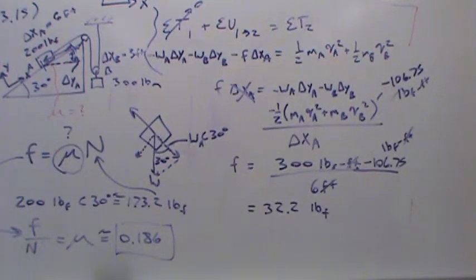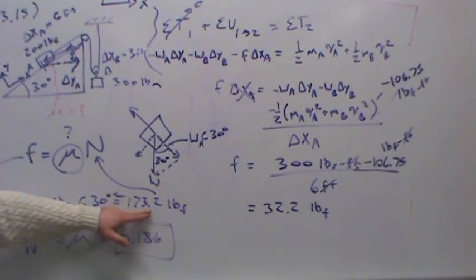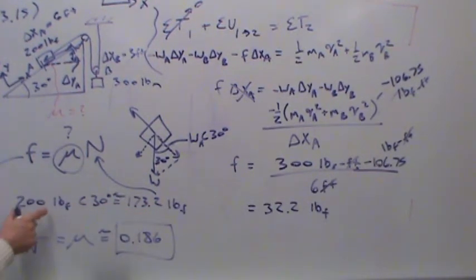So the normal force would be 173.2, right? Correct? Where do you get that number again? It's the weight times cosine of theta. Oh, okay. I thought, yeah. Sorry, I'm moving around a lot on the board. Anything else? All right.